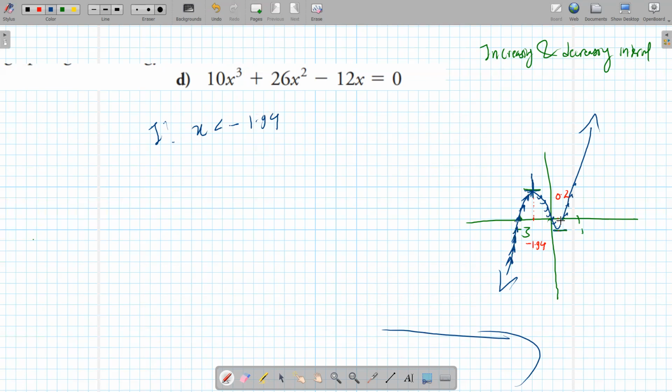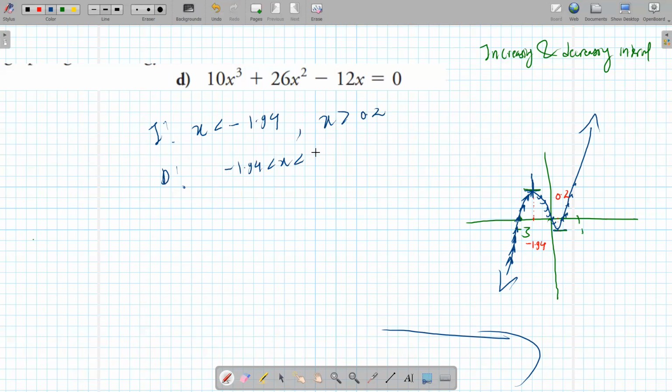What about here? How do you denote this? We know that point is 0.2. When x is greater than 0.2. Yeah, when x is greater than 0.2. Where is it decreasing? When x is between negative 1.94 and 0.2. Exactly.